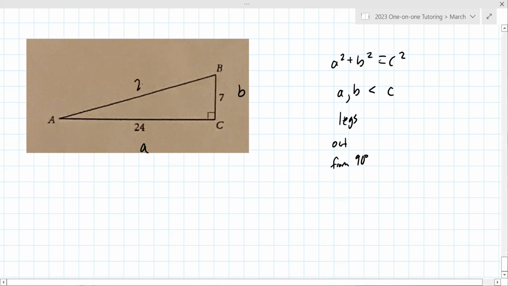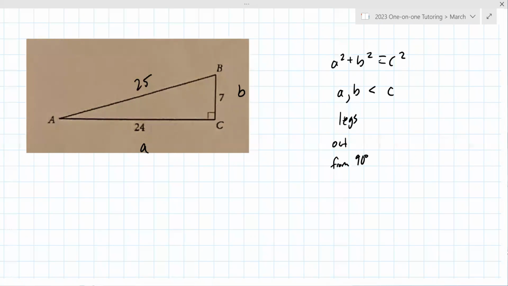25. It is 25. Very good. And then that would be, so now that's the hypotenuse. Right. So now we can go and actually do the problems that ask for.